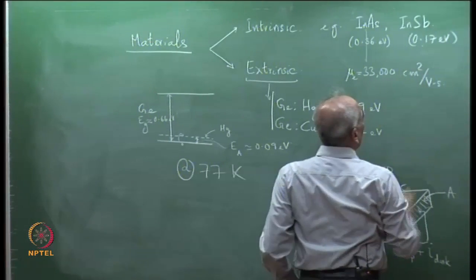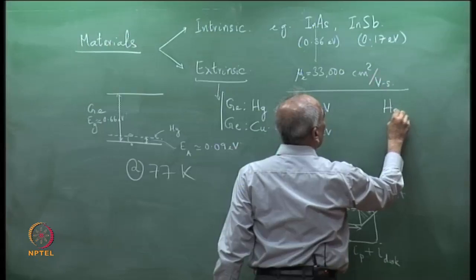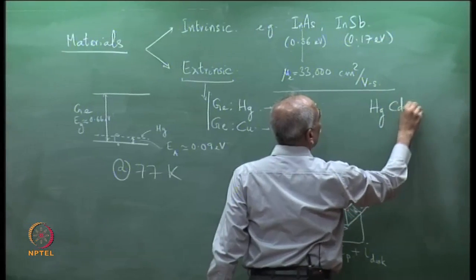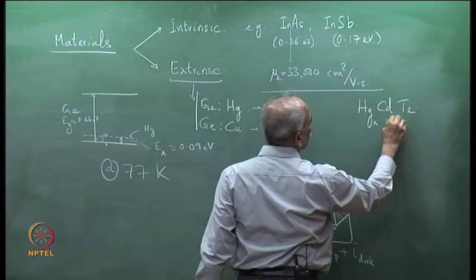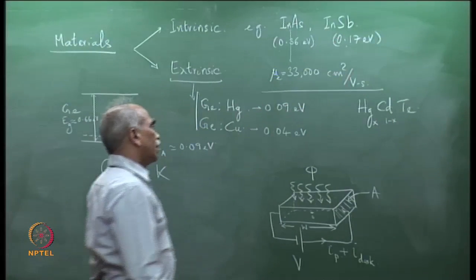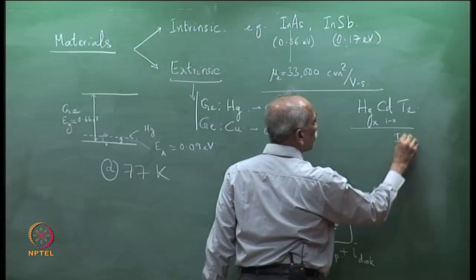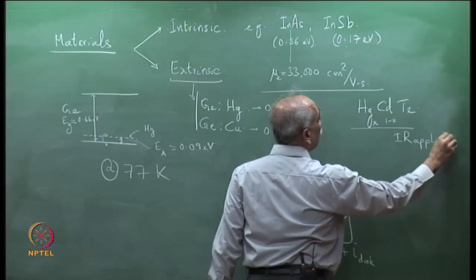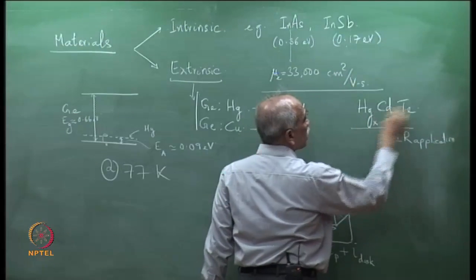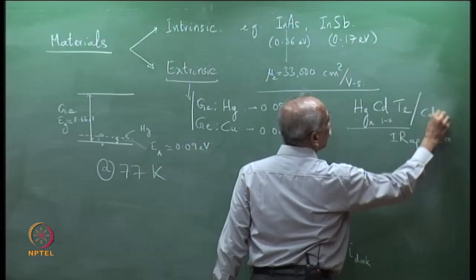and for infrared applications, a material which is also widely used is mercury cadmium telluride, Hg cadmium telluride. So, it is Hg x Cd 1 minus x telluride. This is mainly for IR applications. Mercury cadmium telluride is lattice matched to cadmium telluride.